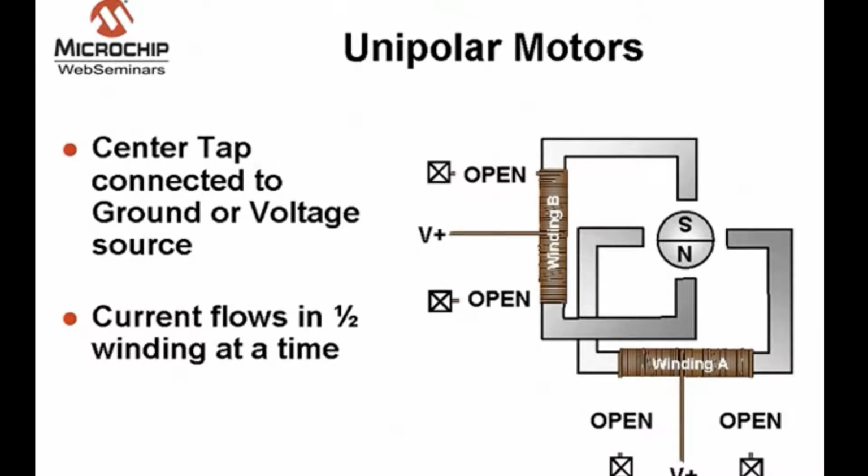The center tap lead is connected to a positive voltage source in this example. Driving one of the leads on winding A to ground allows current to flow in one half of the winding, generating a polarity on the stator poles, and the rotor rotates accordingly. Next, the grounding source is removed from the winding A lead, and one of the winding B leads is driven to ground. Again, current flows in half the winding, and the appropriate stator poles are energized. This continues to rotate the motor 360 degrees.